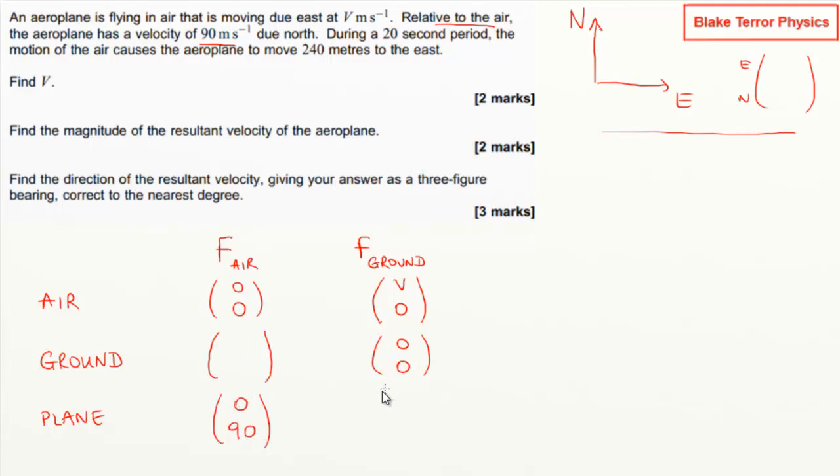Now, if we're going to fill in these other two velocities, one in each of the two frames of reference, all we've got to do is the same translation on each one. So we can see that the east component is dropping by an amount v when we move from ground to air frame of reference. So the ground in the air frame of reference is going to be at minus v. The north component isn't changing. And as we go from the frame of reference of the air to the ground, we're adding on v to the east component. So the plane will be at v, 90.